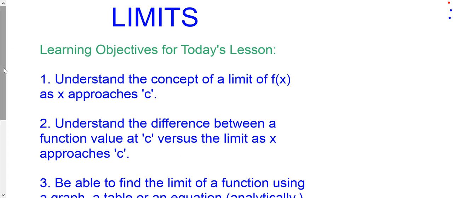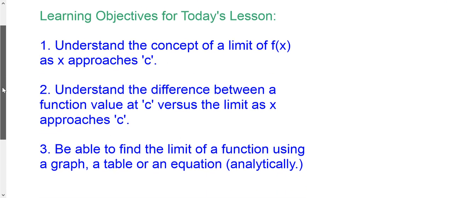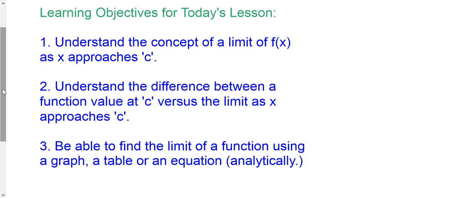So these were the goals that we had set out in the first lesson. I showed you them already, but take a look again. We're going to look at the definition, understand the difference between function value versus limit as x approaches c, and also determine the limit using three ways: graphing, a table or numerical approach, and finally an analytical or algebraic approach. So let's get started.